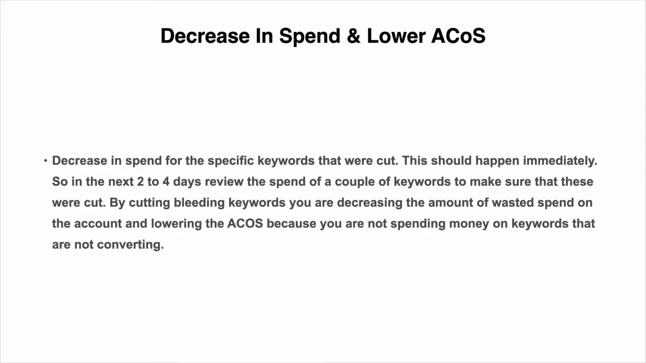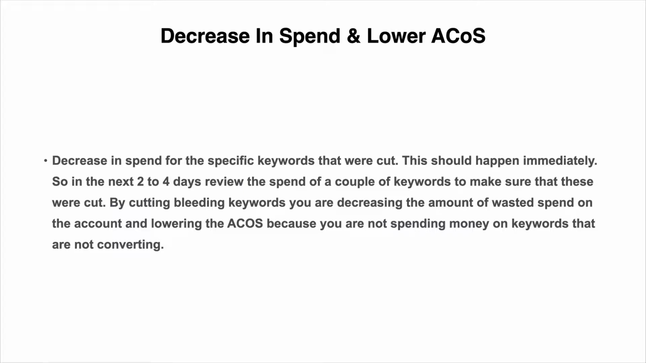So let's go over the big thing here, this cut formula. You know the details about it, but what type of return on investment is it going to get for your Amazon business? Like monetarily, money. The goal of this formula is to decrease your spend and lower your ACOS, right? So if you look at a before and after analysis, you should observe a decrease in spend for the specific keywords that were cut. And this should happen immediately.